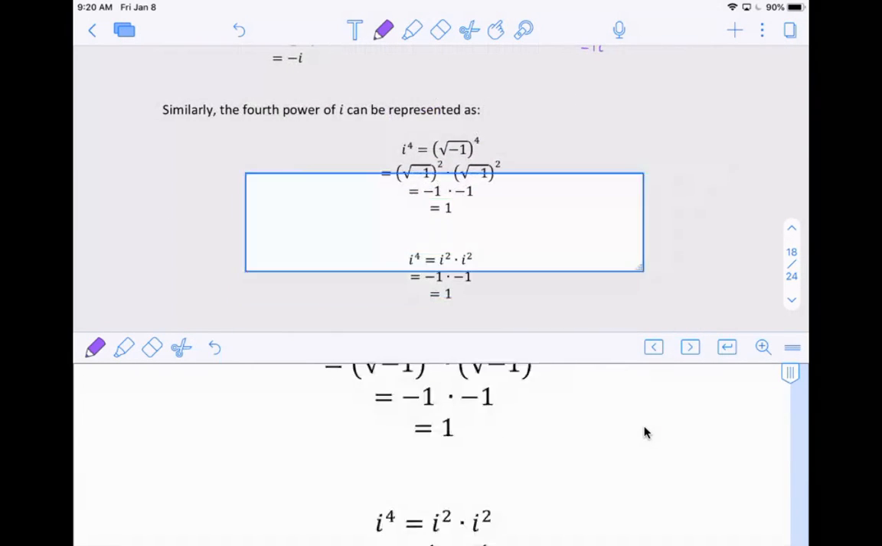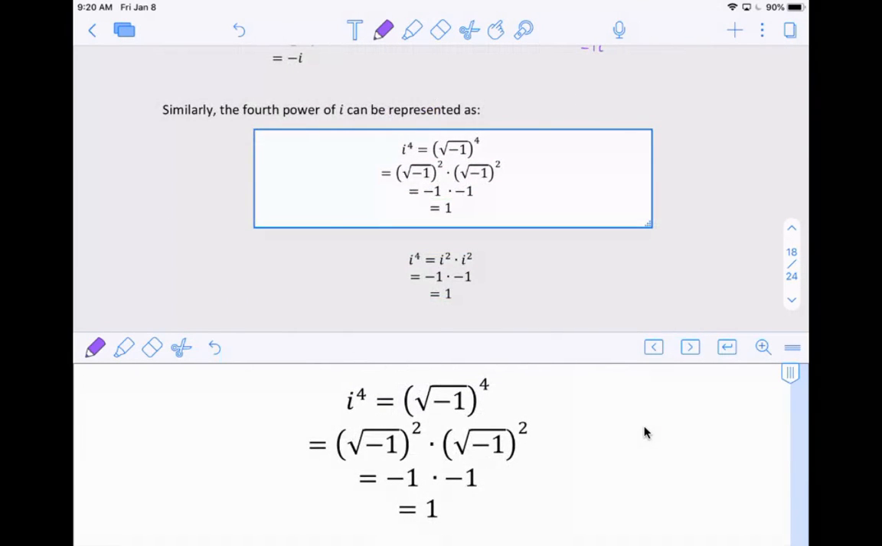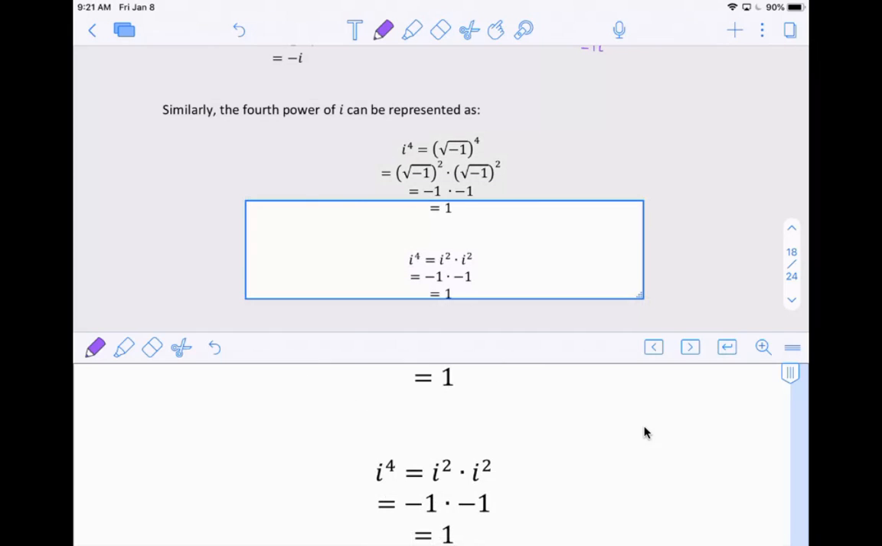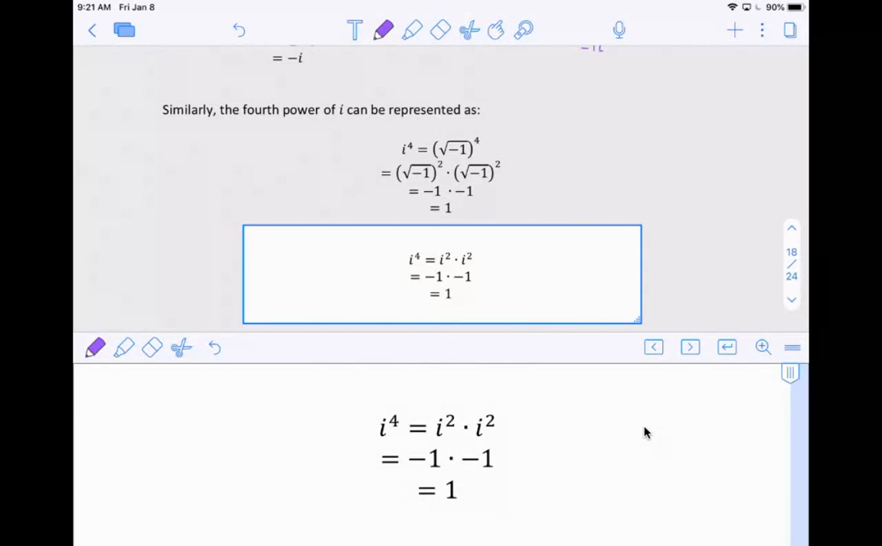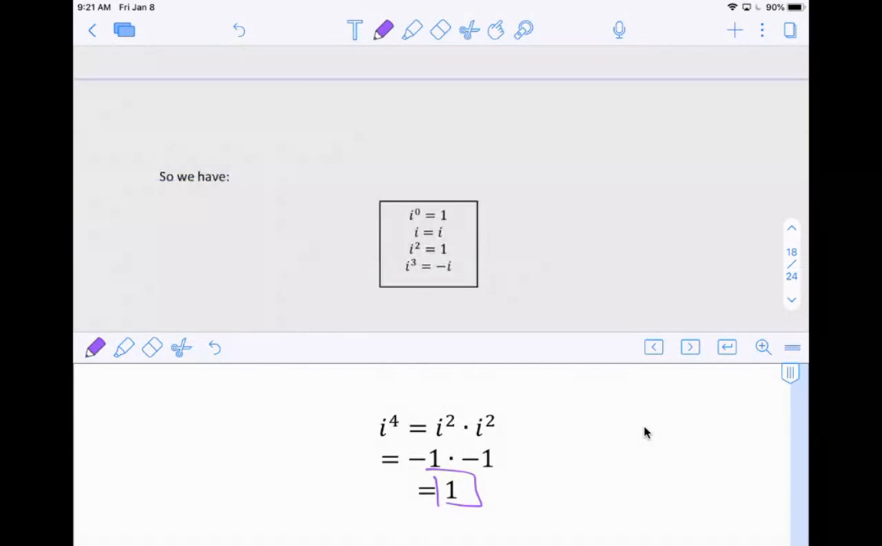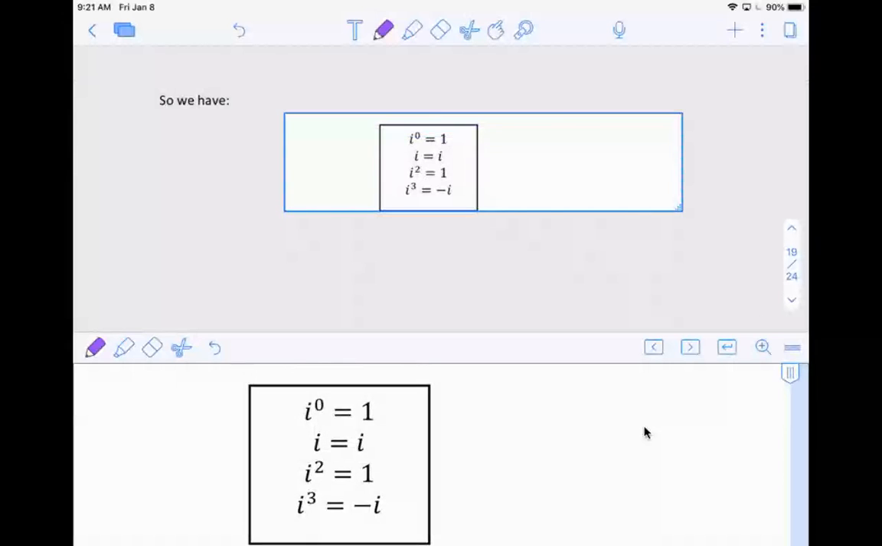The same idea happens with the fourth power. We either split it into two radicals or we split it into two i's, both of each being squared. And we're actually at -1 times -1, back around to a real number. And we can create this kind of table you see on the next page.